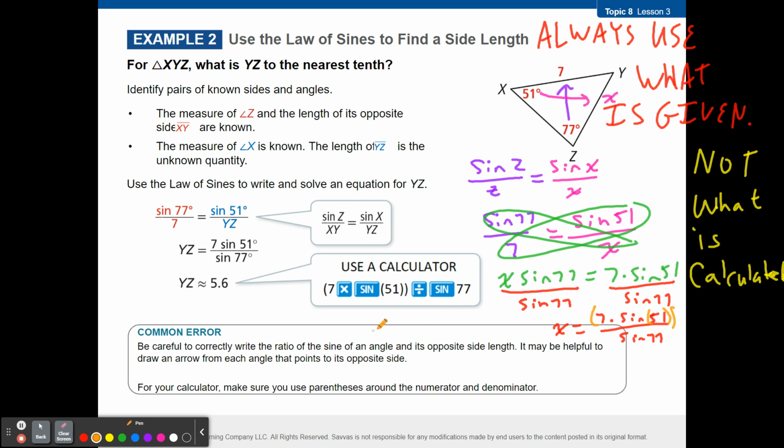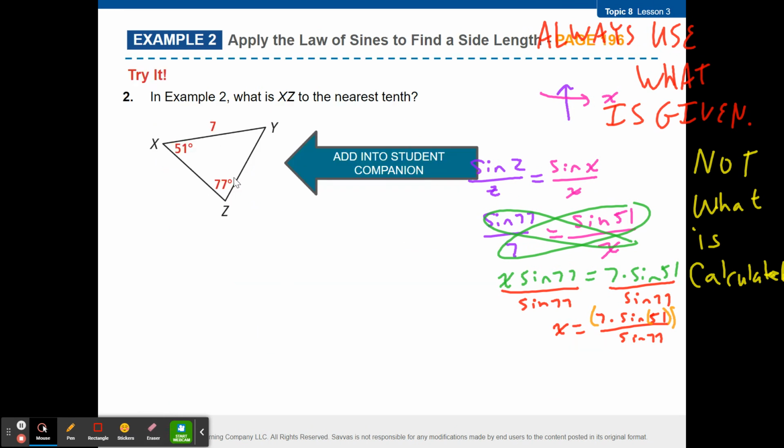Okay? So here's some common errors. Be careful to correctly write the ratio of the sine of an angle and its opposite side length. It may be helpful to draw an arrow from each angle that points to its opposite side, just like I did. I've been doing this for years. I still do that just to keep things clear. For your calculator, make sure you use parentheses around the numerator and denominator. If you have the math print where it gives you the fraction, you don't need to worry about this part. But I know not all of you do. All right, let's move on to the second problem. Now, the second problem is actually going to reuse this triangle, so you're going to have to copy that into your book. So why don't you copy that real quick? Because what they want you to do is solve for XZ. In this case, that's little y.